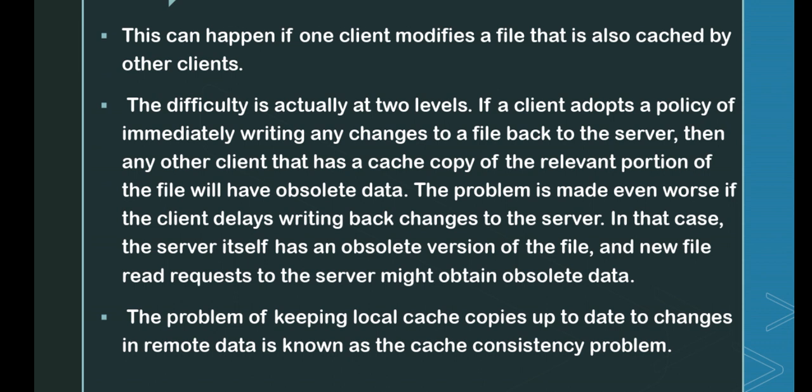And a new file request comes. In that case, the server also contains the obsolete data. So when any other new file access comes, they also read the obsolete data from the server. That is, inconsistent data is also in the server. The problem of keeping local cache copies up to date with changes in remote data is known as the cache consistency problem.